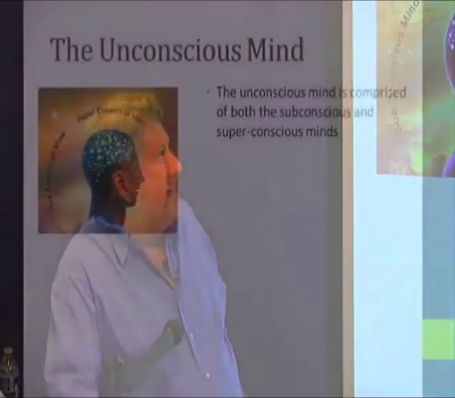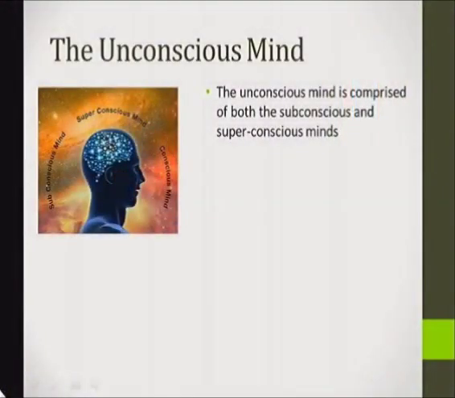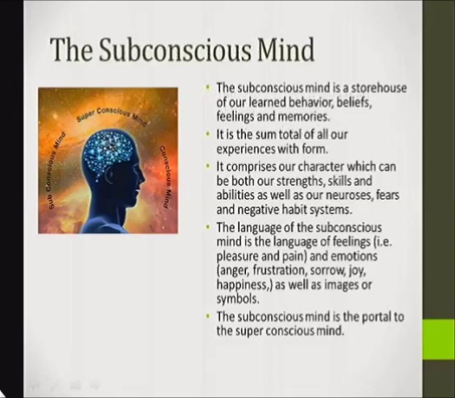All right, the unconscious mind is comprised of both the subconscious and the superconscious minds. The subconscious mind is a storehouse of our learned behavior, beliefs, feelings, memories. And it is the sum total of all of our experiences with form. It comprises our character, which can be both our strengths, skills, and abilities, as well as our neuroses, fears, and negative habit systems. Now, the language of the subconscious mind is the language of feelings, pleasure and pain, and everything in between those ends of the spectrum.